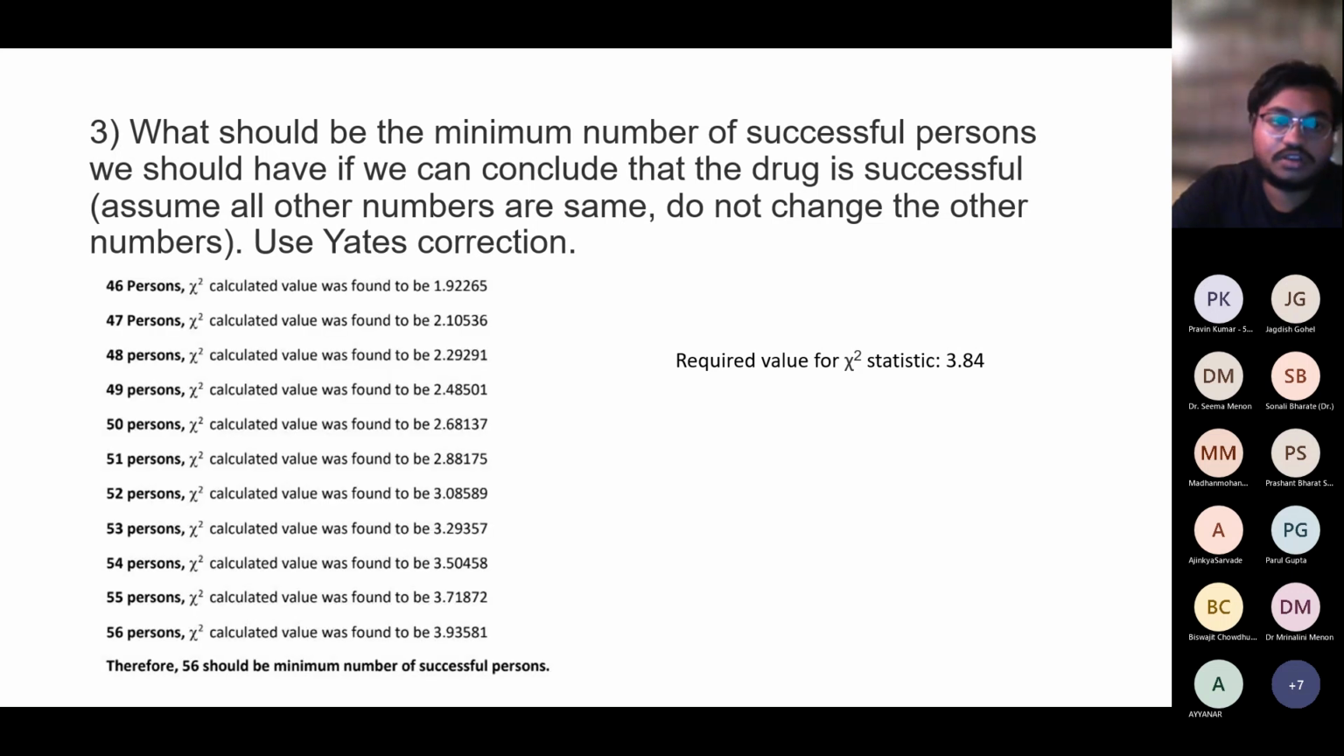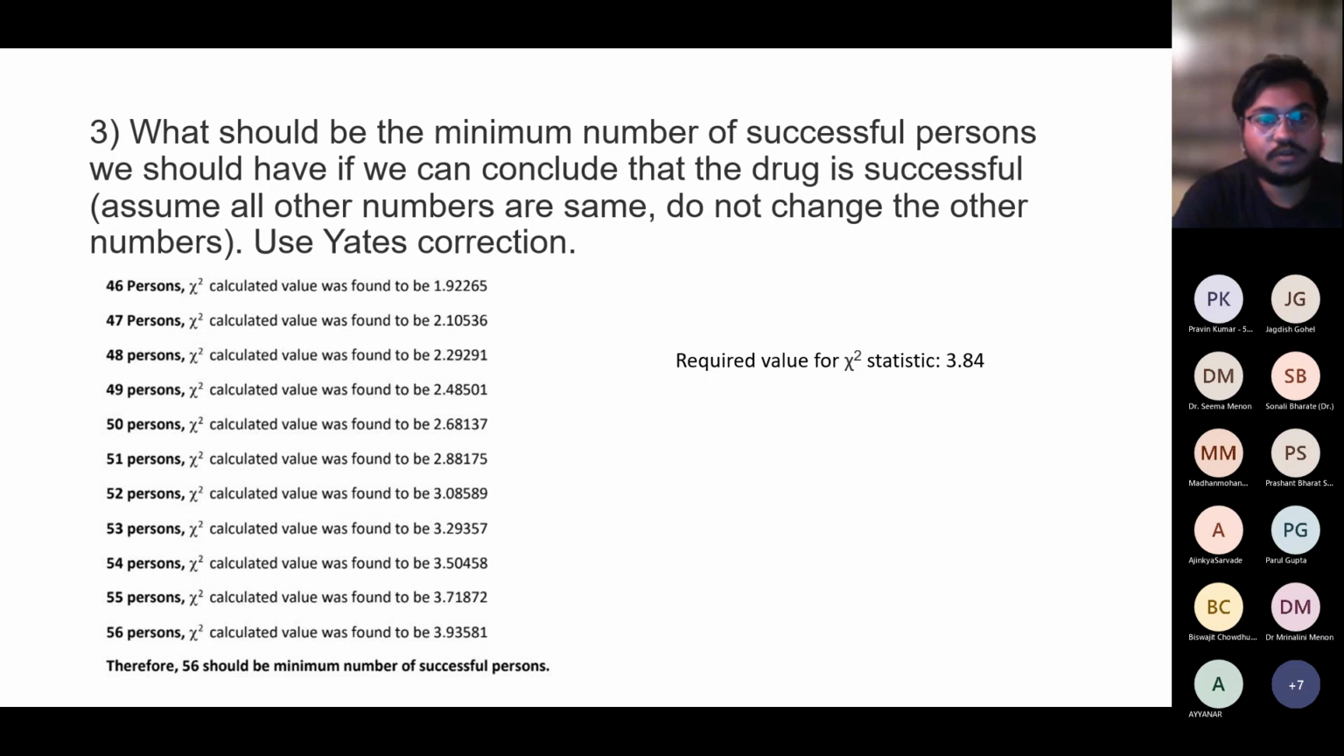So when we repeat all the calculations changing the values, we see that for 46 it turns out to be 1.9, 47 is 2.1, and so on. And finally, at 56, we get a chi-square value of 3.9, which is greater than our required value. So we conclude that the minimum number of successful persons in the trial should be 56. Basically, we are running the same calculations again and again using different values for the successful number.